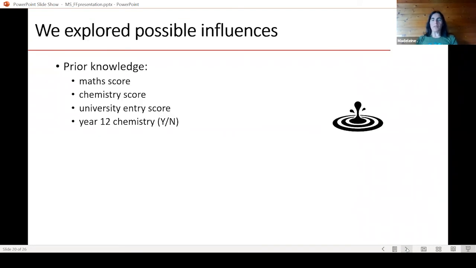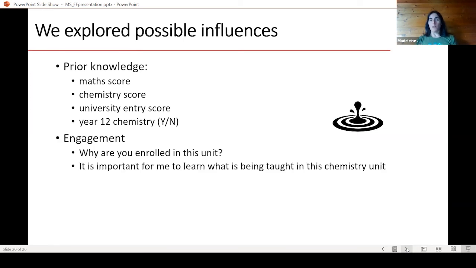We did some more statistics. Because we had our pre-survey, we knew something about our students: their maths preparation, their chemistry preparation, their university entry score from high school, and whether they'd studied chemistry at year 12. We also had asked them why they were enrolled, whether they were interested, and whether they thought it was important to learn the unit. We'd asked one question about self-efficacy: did they expect to do well? And we also knew their gender.